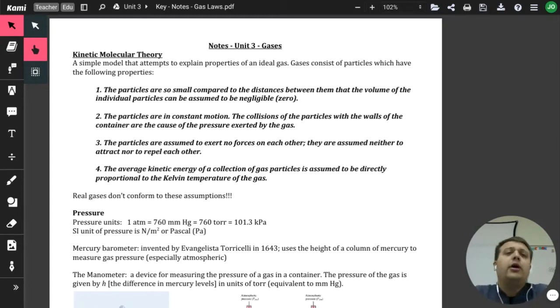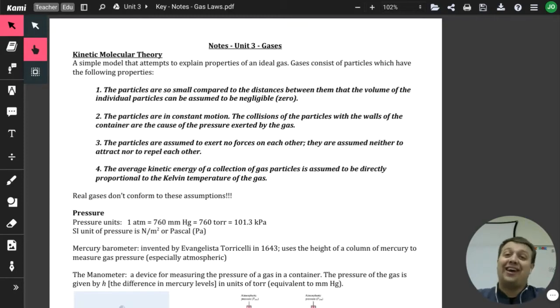Okay, so for the kinetic molecular theory, there's 4 rules that you need to know. The first one says that particles are so small compared to their distance between them that the volume of an individual particle is assumed to be negligible or zero. So essentially, if I'm talking about an individual gas particle, then I'm going to assume that it has no volume. If it's just a single one, only one gas particle, I'm going to assume that it has no volume.